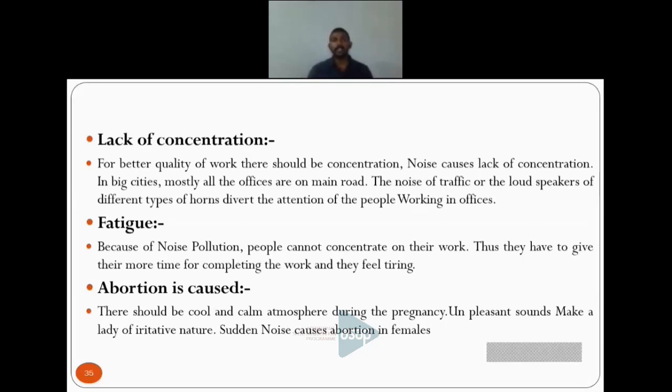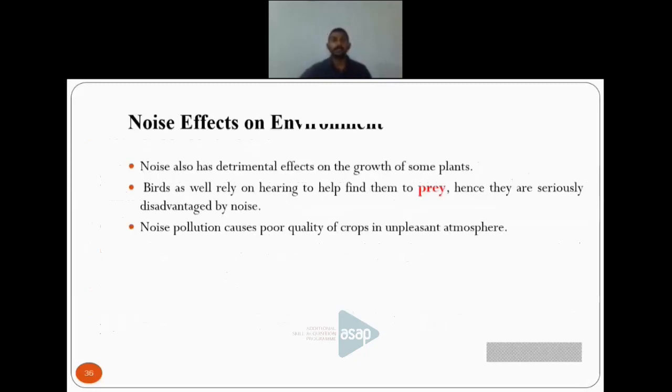And next is that abortion can be caused. Studies show that if we are continuously exposed to noise, there are chances of abortion also. During pregnancy, a pleasant environment is needed. If it is not there, there are chances of getting abortion.